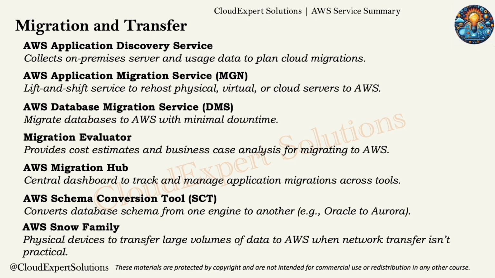Next is AWS Snow Family. AWS Snow Family is a physical device to transfer large volume of data to AWS when network transfer is not practical or when there is no network connectivity. AWS Snow Family can be used for offline data migration and edge computing.